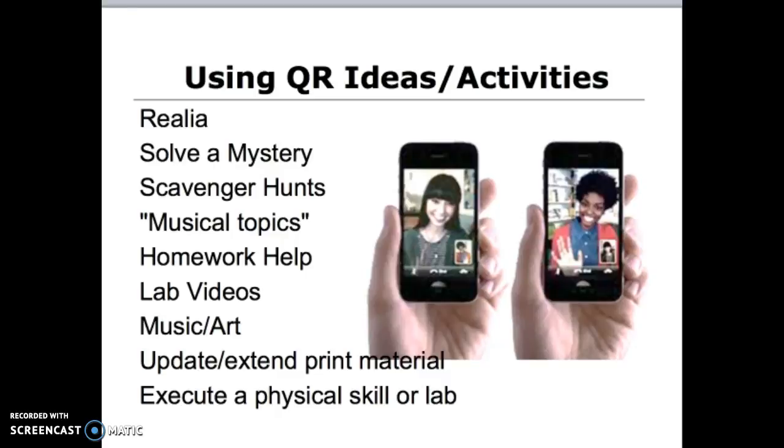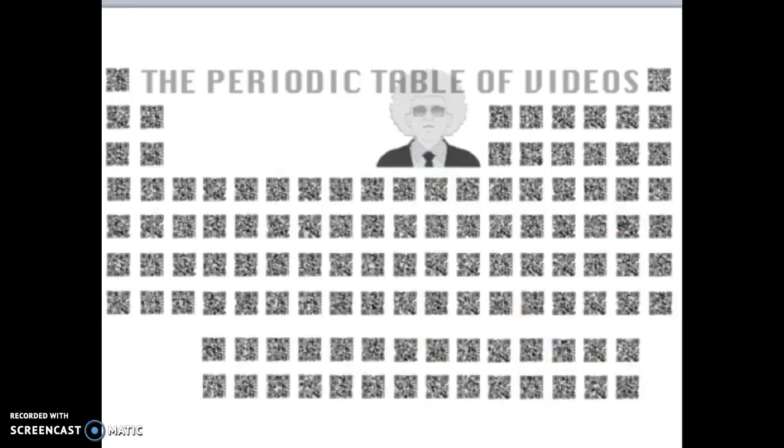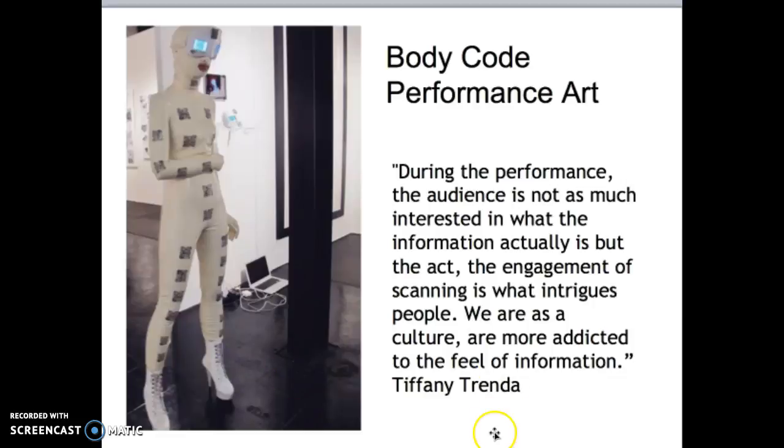There's a handout, is the next link in D2L, and it has 30 some plus ideas for using QR codes. Here's a cute thing I found. It is the periodic table of elements done in video form. Every element is a QR code you scan, and there is a video to teach about that element. One person did performance art in Florida, and you scan the different parts to see how man-made chemicals affect the various human body parts.